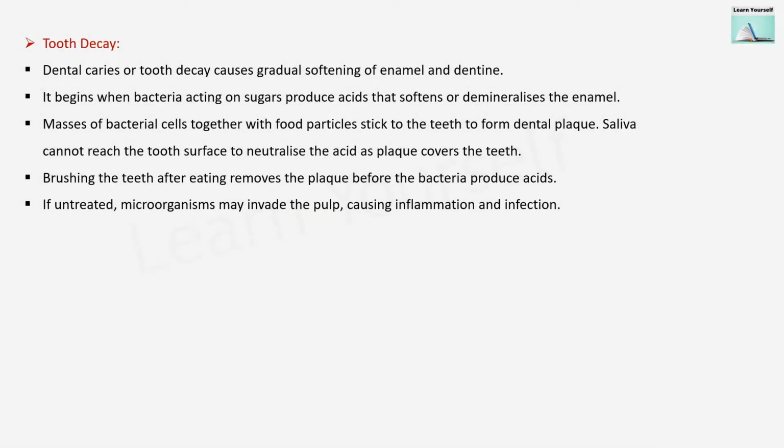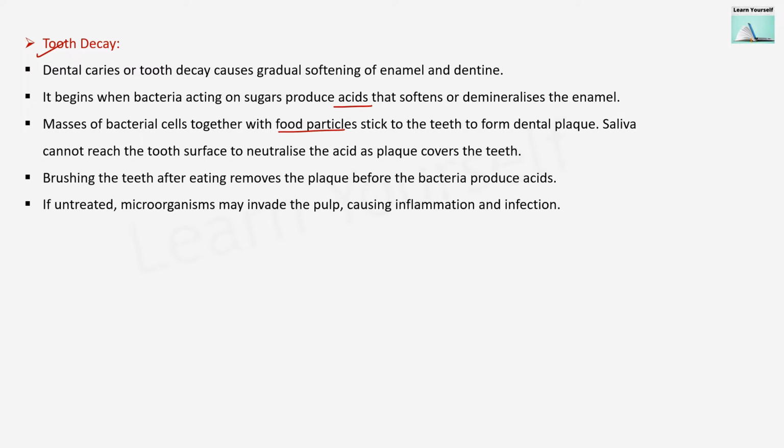So when we are talking about the digestion process, our teeth are one of the most important things to cover. Dental caries, or tooth decay, causes gradual softening of enamel and dentine. It begins with bacteria acting on sugar to produce acid that softens or demineralizes the enamel. Masses of bacterial cells, together with food particles, stick to the teeth to form dental plaque.